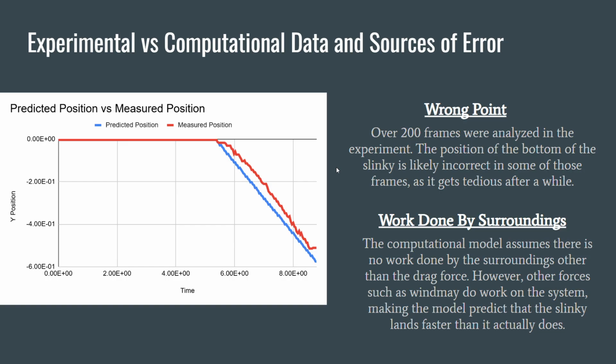The computational model assumes there is no work done by the surroundings other than the drag force. However, other forces such as wind may do work on the system, making the model predict that the Slinky lands faster than it actually does.